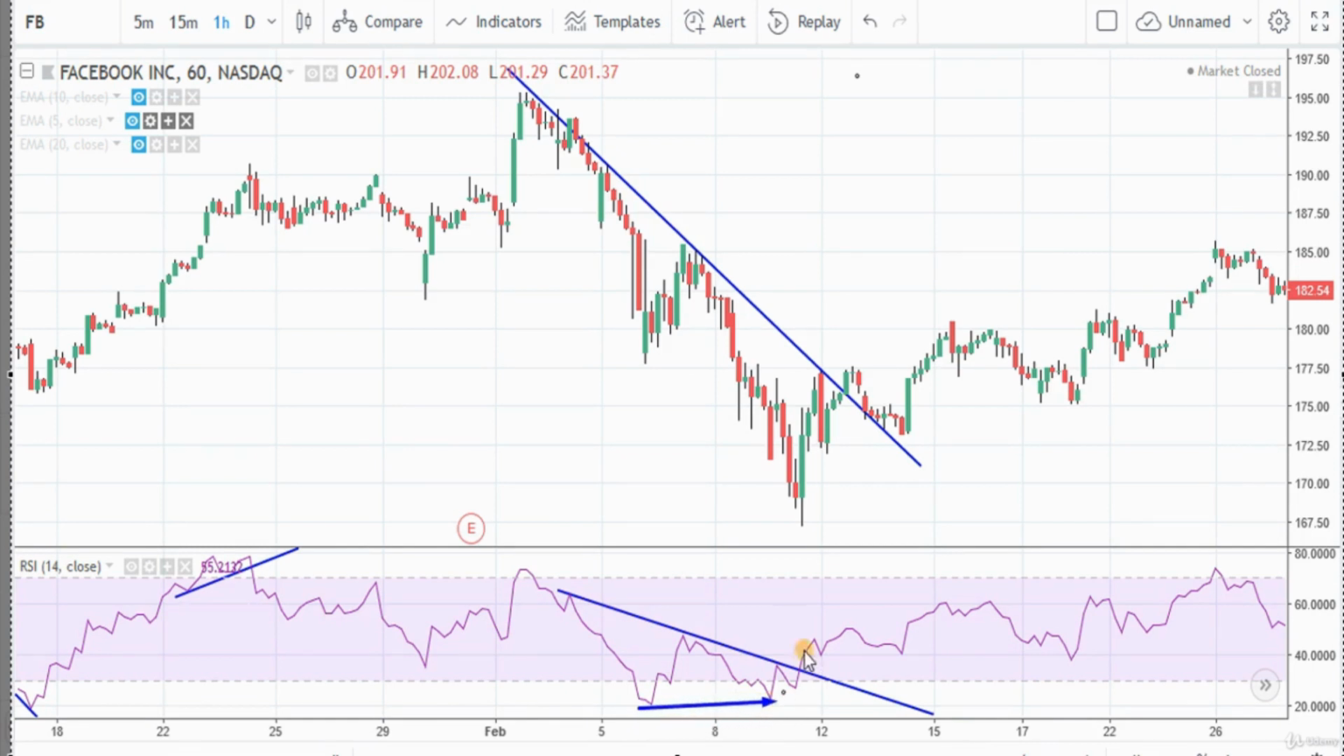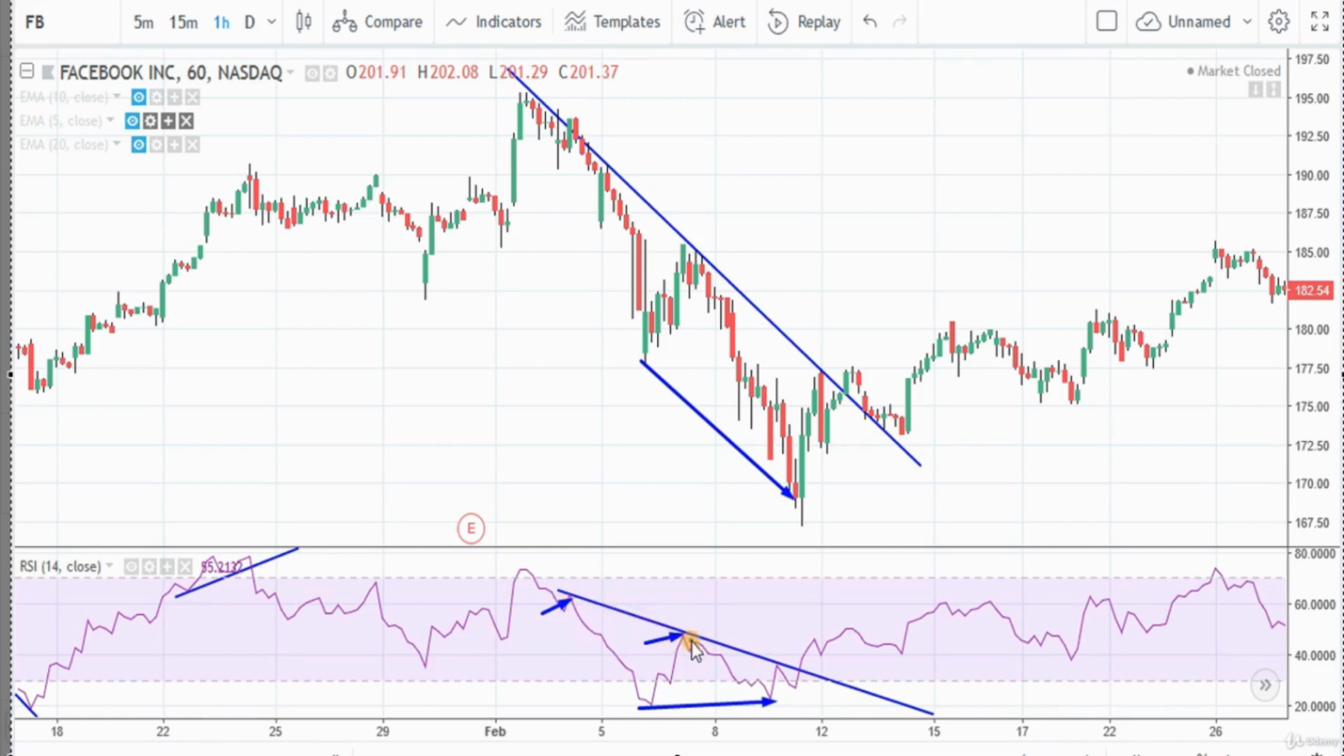Again, we are getting a positive divergence here. RSI is going upward, but prices are going in downward direction. So this is the positive divergence. See, these are the two troughs that are giving us a positive divergence, and the corresponding peak of this trough is this one and the corresponding peak of this trough is this one.